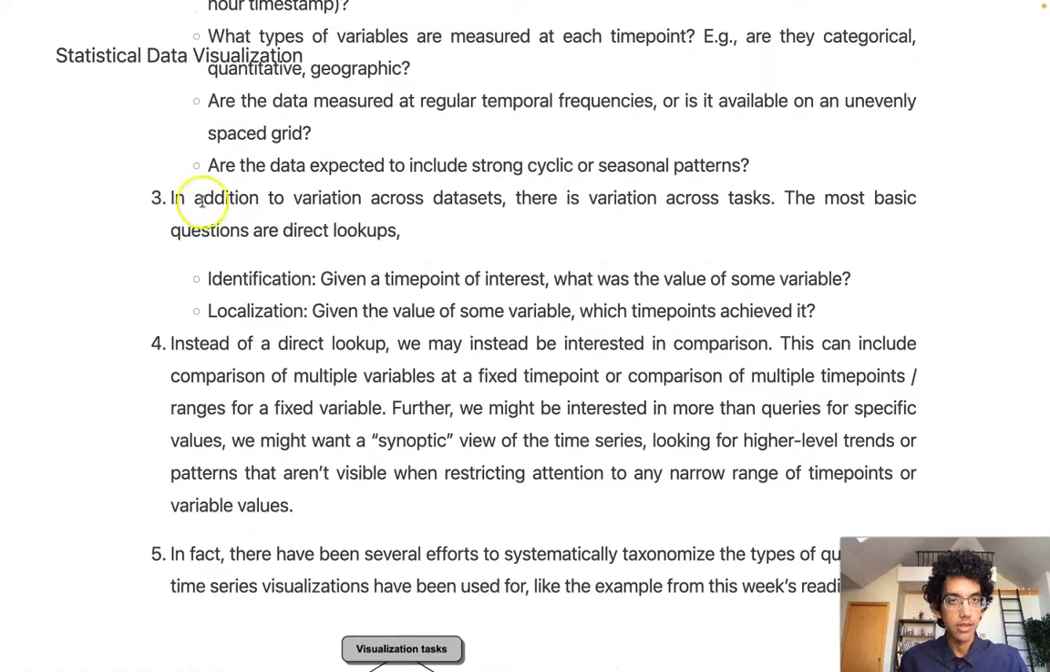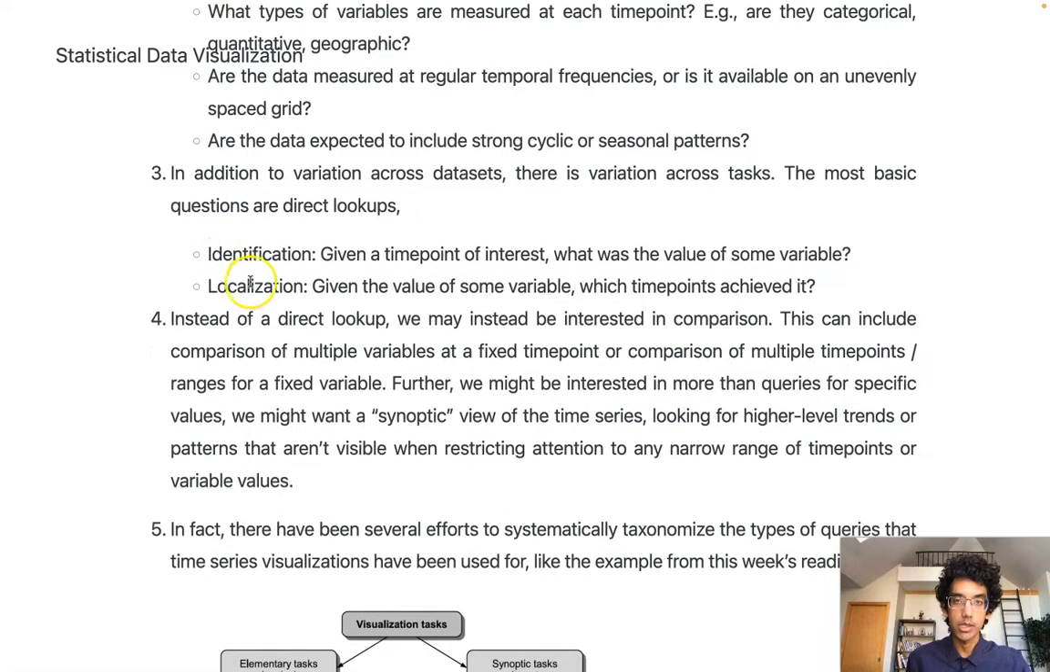The second thing to consider: what kinds of questions do you think people really care about? There's actually a lot of variation in questions. So first, the most obvious kinds of questions are identification and localization. If you think of the usual line plot visualization for a time series, identification is: fix some time point, what is the value of the series? Localization is: fix some y value of that series, at what x's does the series achieve that y value?